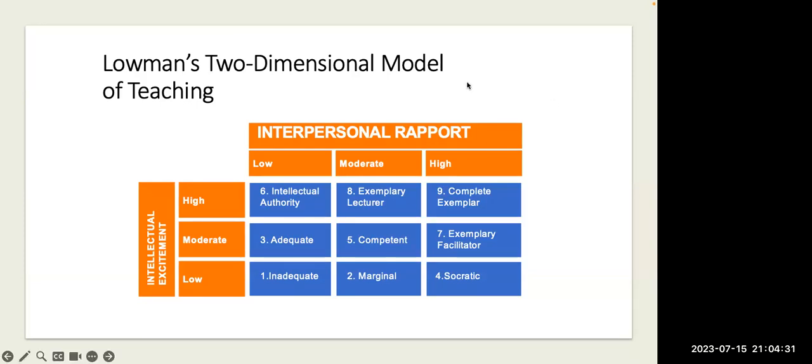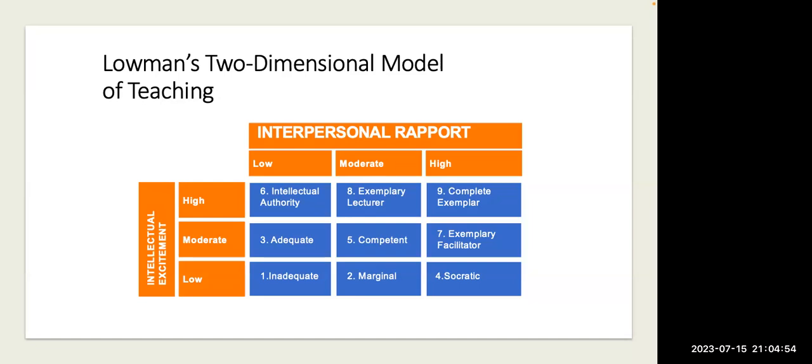Are you clear, Indu? Can you respond? Yes, ma'am, I just wanted to ask one question. Go. What is the difference between exemplary lecturer and facilitator? What is the exact difference between them? That is one confusion I'm having. Okay, between 7 and 8?